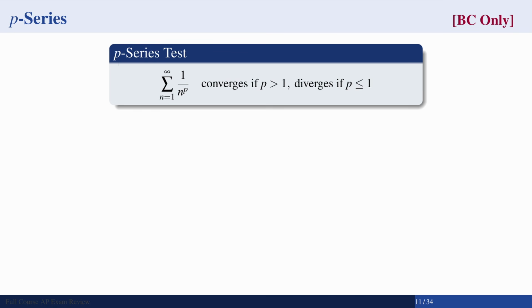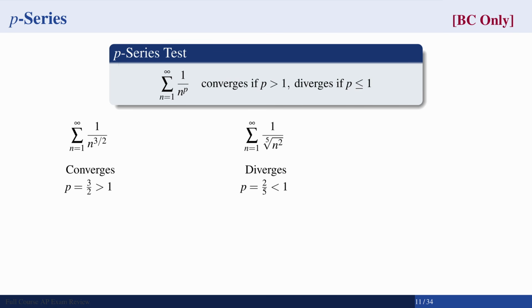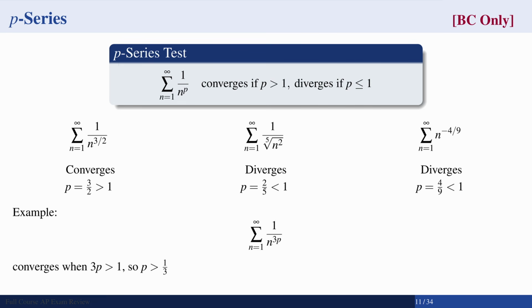So here are 3 examples. 1 over n to the 3/2 converges, p is 3/2 greater than 1. If you have 1 over the 5th root of n squared, that's the same as 1 over n to the 2/5, p is equal to 2/5 less than 1, diverges. If you have n to the negative 4/9, that's 1 over n to the 4/9, p is 4/9 less than 1, diverges.